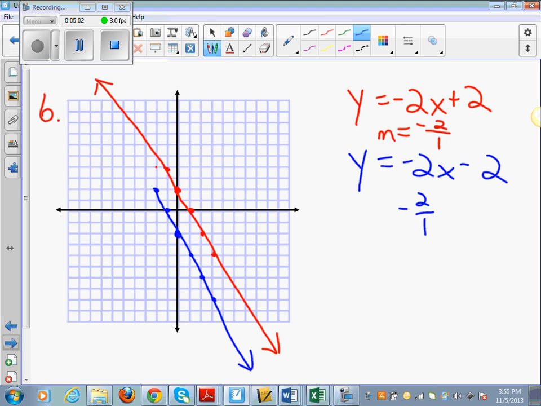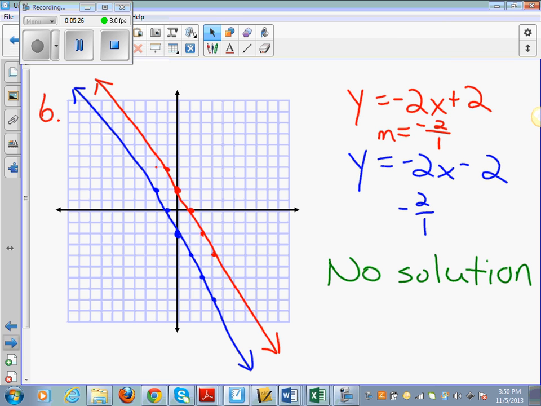or if you can graph better than me, you will see that they are parallel lines, which means they never intersect. So we don't have a point to circle because we have no solution. If there are no intersections, there is no solution. So this is one of our special systems. The other special system, which we do not have an example of in the homework, I believe, is where they end up being the same line, and so they have infinite solutions.